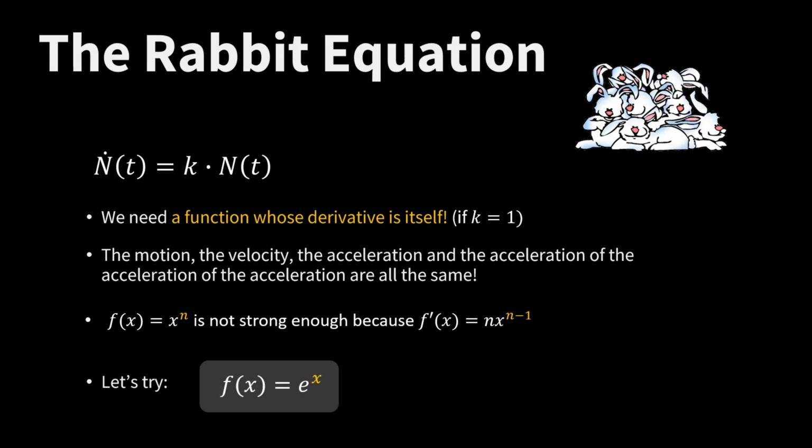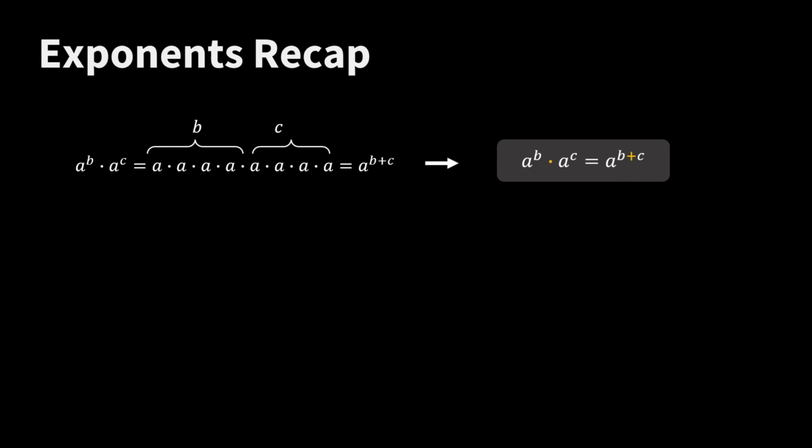What about an exponential? What about the function e to the power of x, where e is a constant? Before we plug this function into the limit, I need to do a short recap of exponents. a to the power of b times a to the power of c is basically just a times a times a and so on, b times, times a times a times a and so on, c times. This is simply a to the power of b plus c. So the general rule is a to the power of b times a to the power of c is a to the power of b plus c.